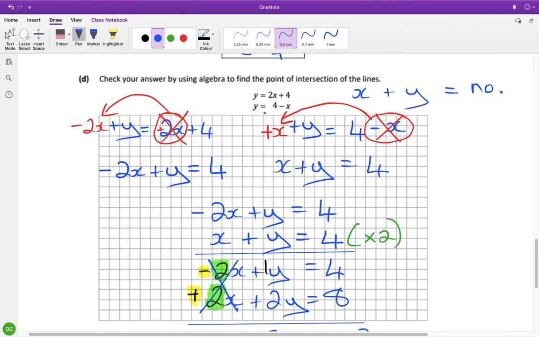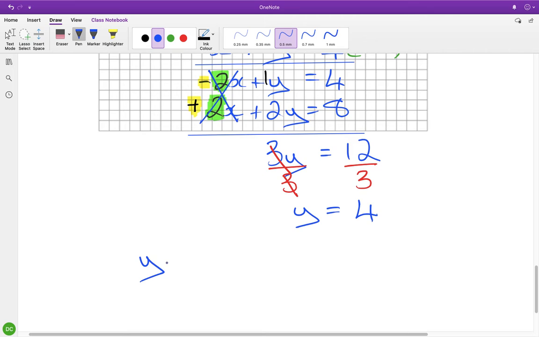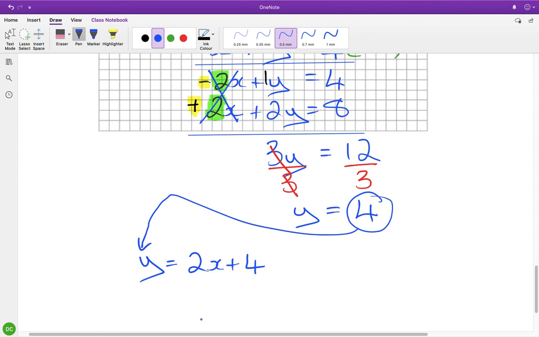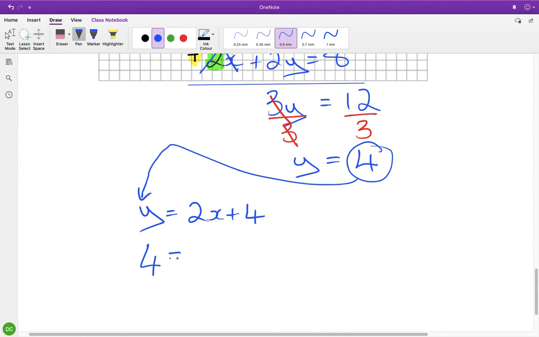Now you pick either equation, doesn't matter. I'm going to take the top one. So y equals 2x plus 4. And I'm going to take my value for y and put it in. So I get 4 equals 2x plus 4.